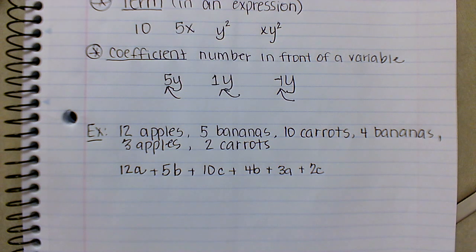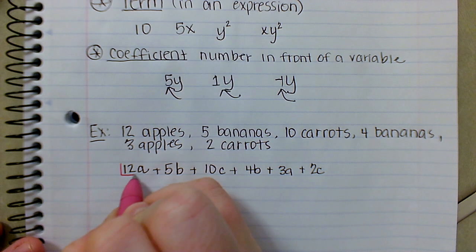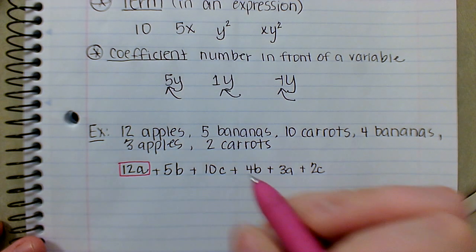So now we want to combine them. Well, can you add apples and bananas together? No, they're not the same. So we add apples and apples, bananas and bananas, and carrots and carrots. Whenever I have to combine like terms, I like to circle, square, star the ones that have the same variables. So I'm going to put a box around the A's.